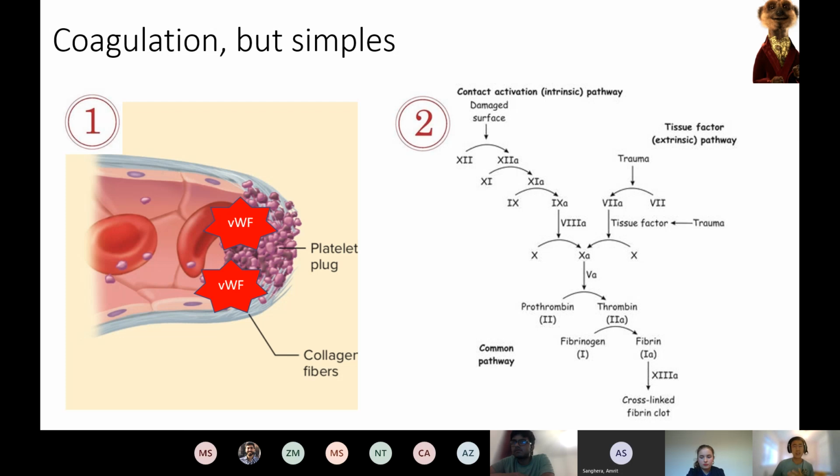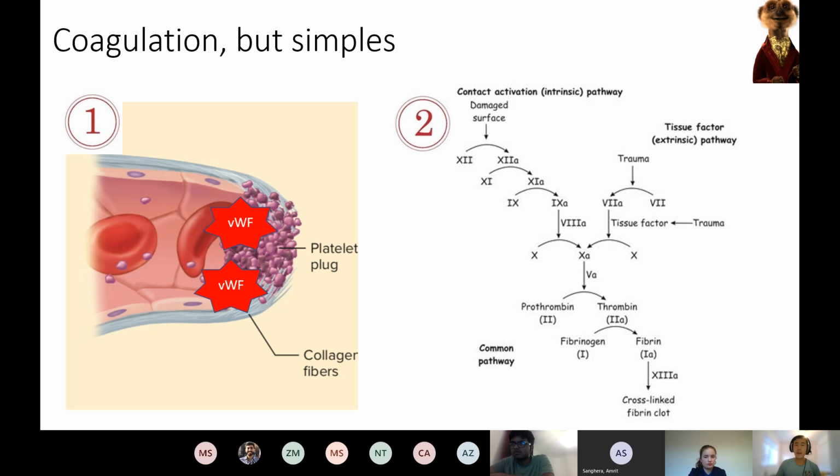At the same time, but consider it as step two, you have this coagulation cascade where the coagulation factors in your blood get activated, they trigger this cascade, and it ends with the conversion of fibrinogen into fibrin, and the fibrin cross-links and forms our solid clot.